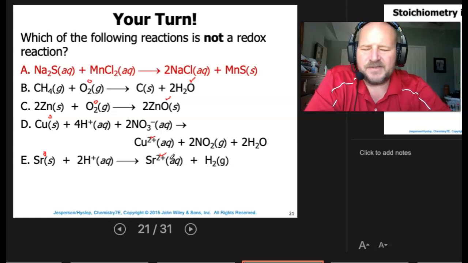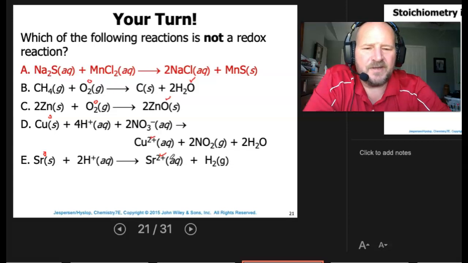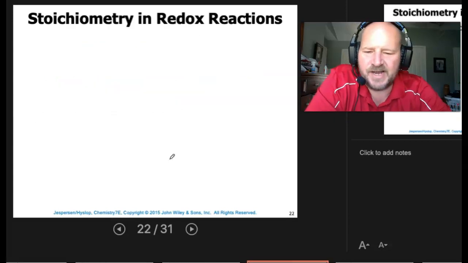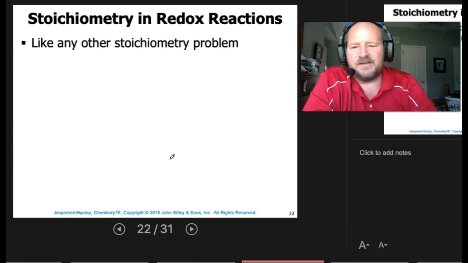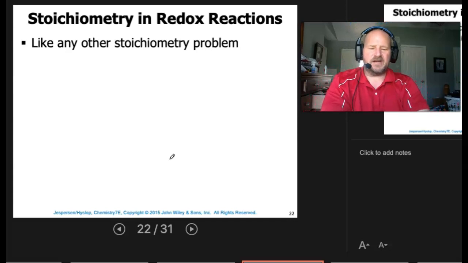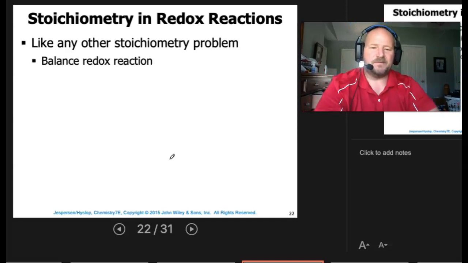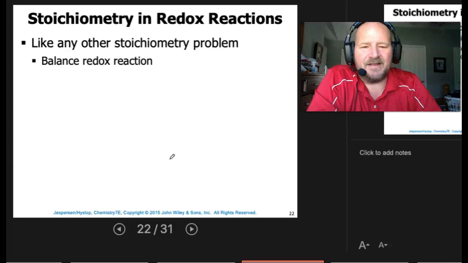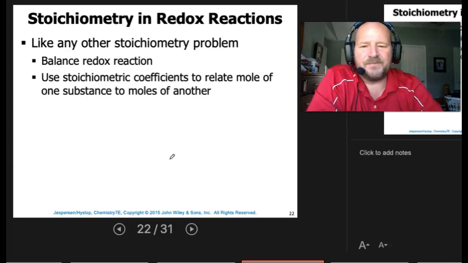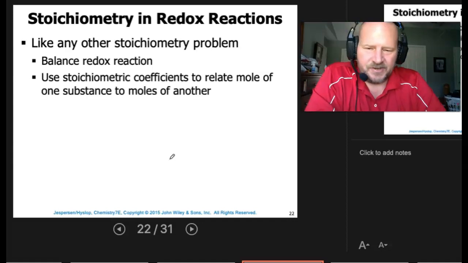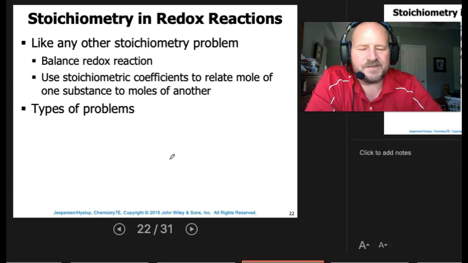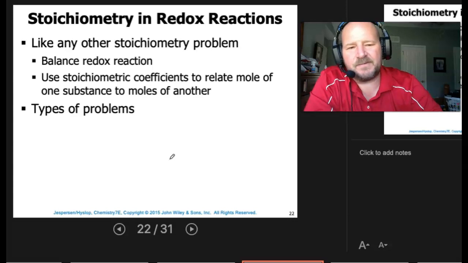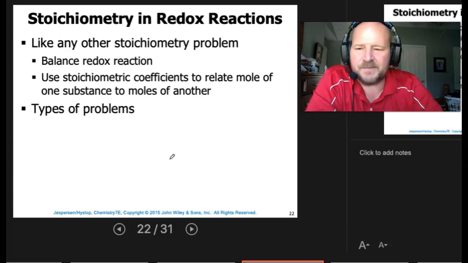All right, so we're at the 22-minute mark. I really kind of want to knock this segment out though. And so the last thing we've got is stoichiometry and redox reactions. So pretty much this is not going to change any. It's like any other stoichiometry problem. The big difference is now you have to balance the redox reaction first. You'll then use stoichiometric coefficients to relate moles of one substance to moles of another. And so of course, it's going to look just like the other problems we've seen in previous chapters and segments.